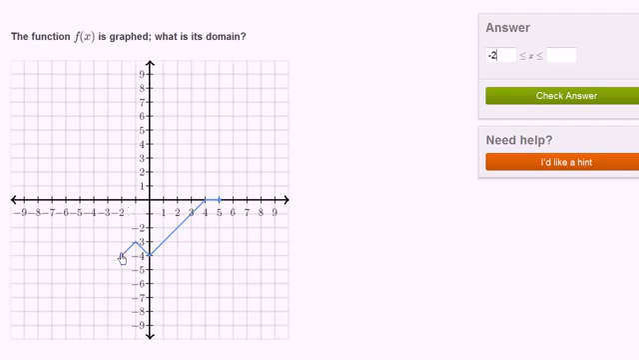F of -2 is -4. F of -1 is -3, so on and so forth. And I can even pick the values in between these integers. So -2 is less than or equal to x, which is less than or equal to 5.